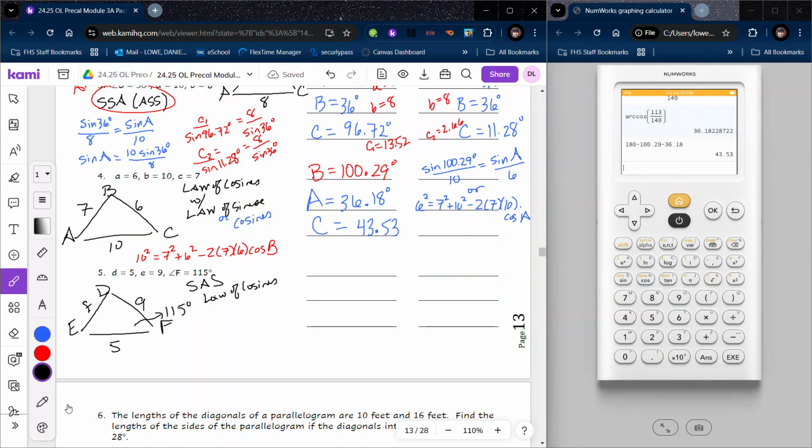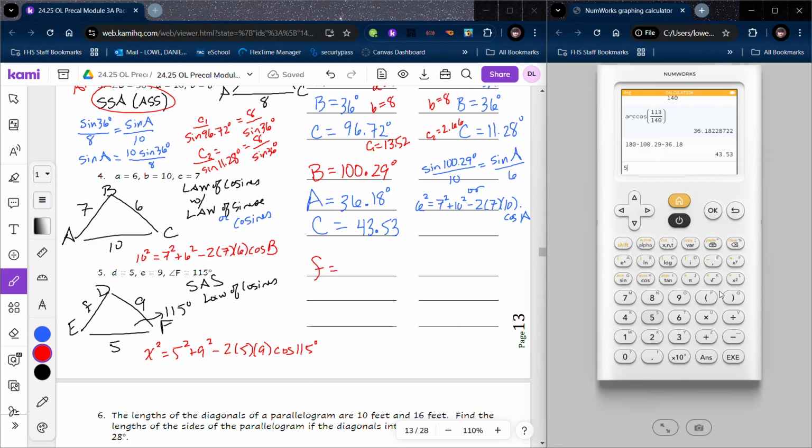All right. What do we have here? We've got that the unknown side E squared is going to be 5 squared plus 9 squared minus 2 times 5 times 9 times the cosine of 115 degrees. So 5 squared plus 9 squared minus 2 times 5 times 9 times the cosine of 115 degrees. I know it's very dry, but you need to make sure you can do the work well.